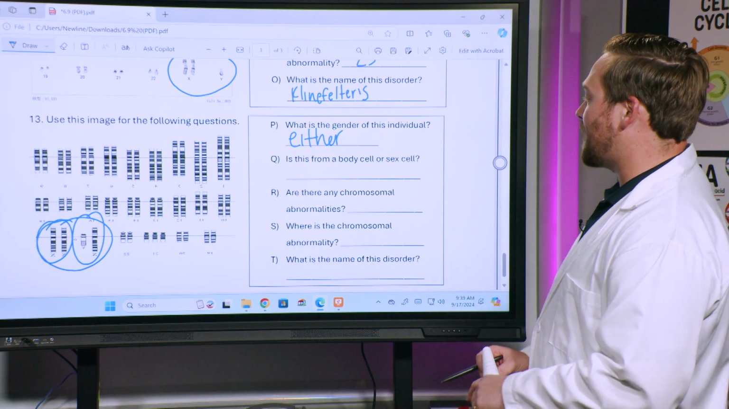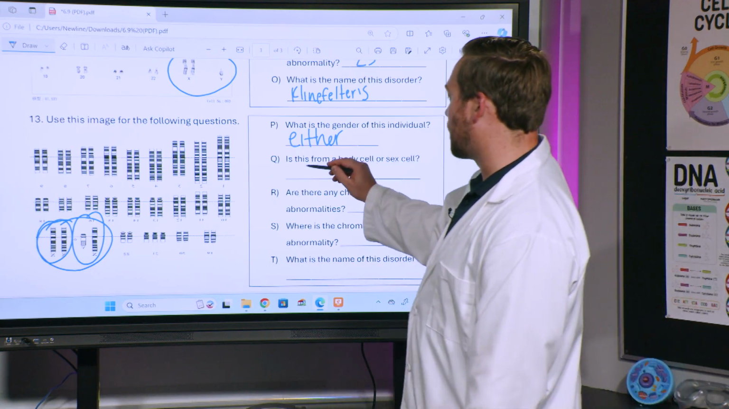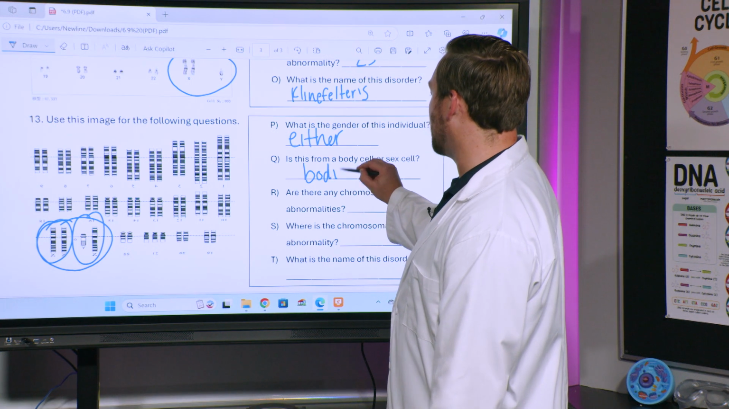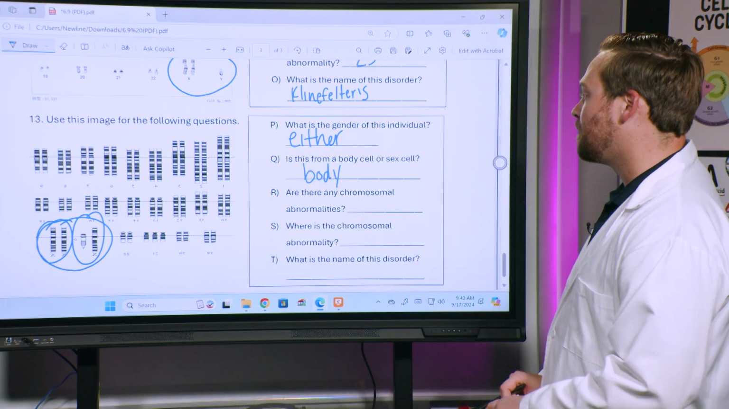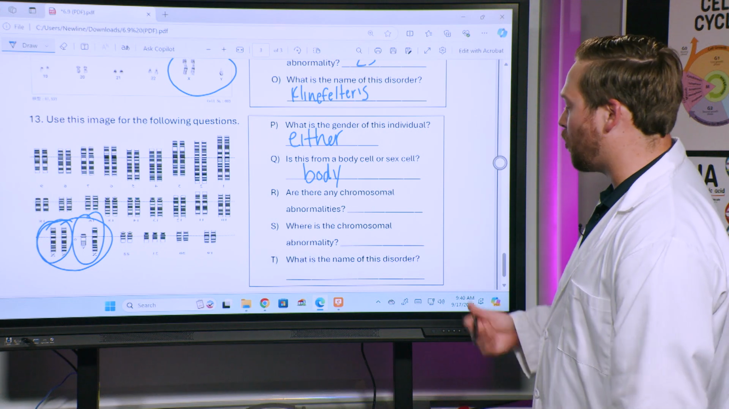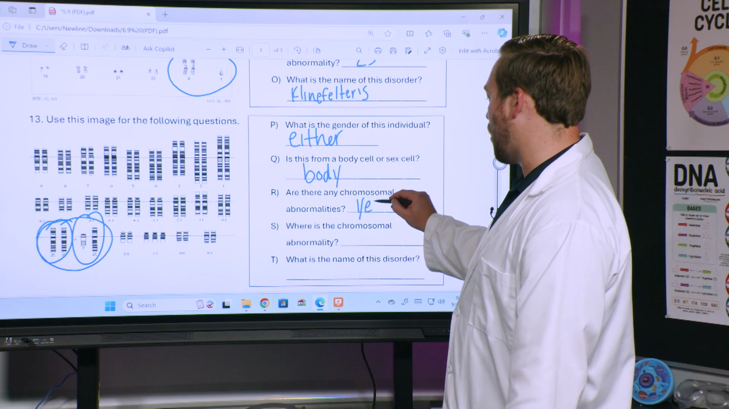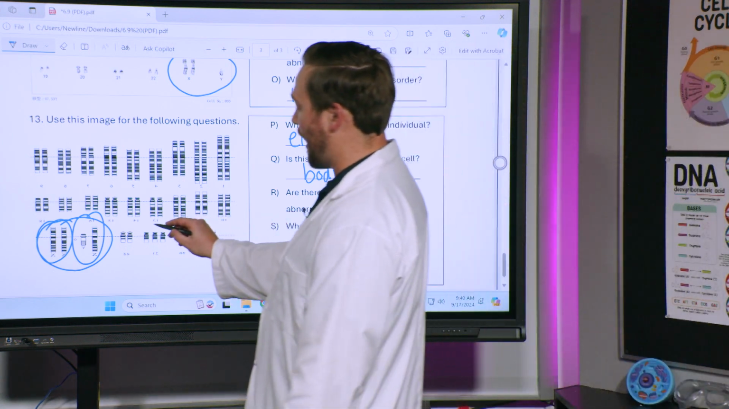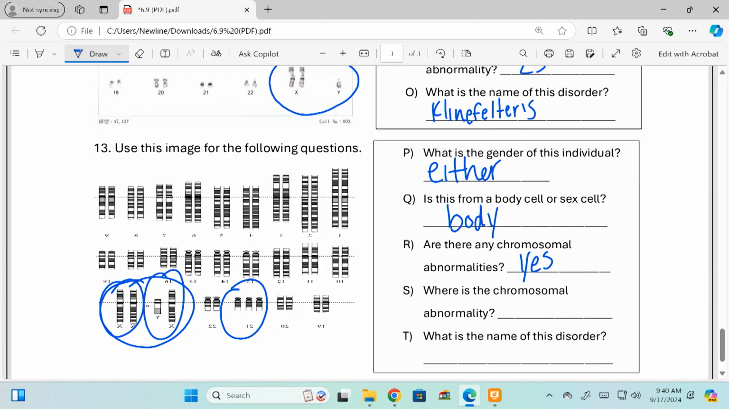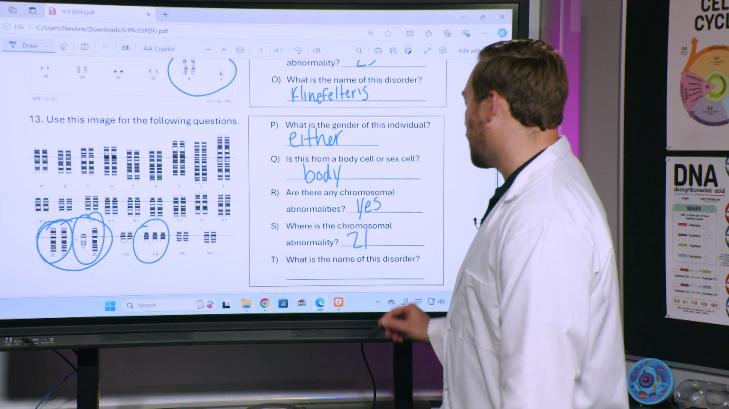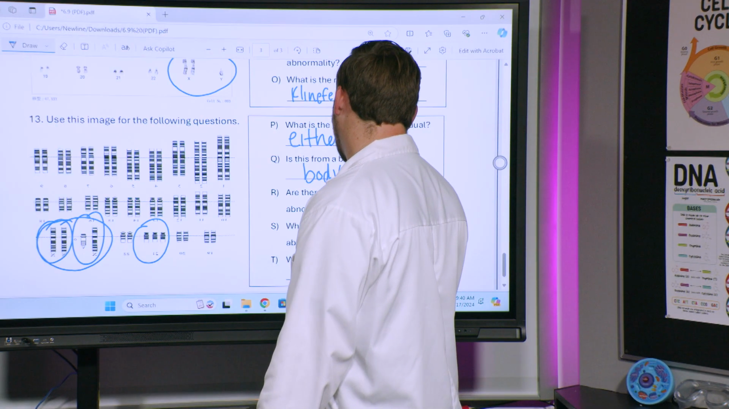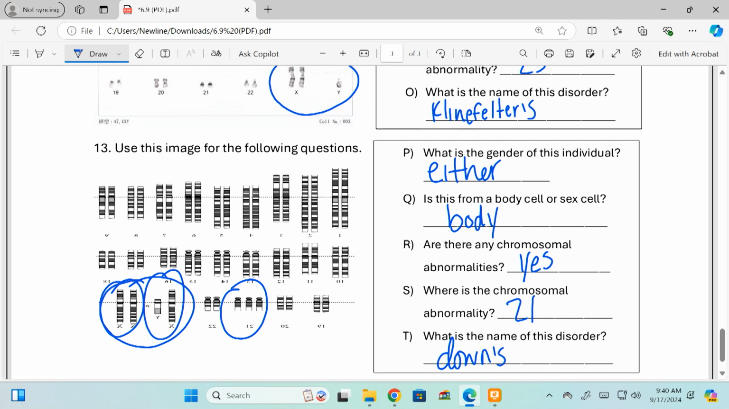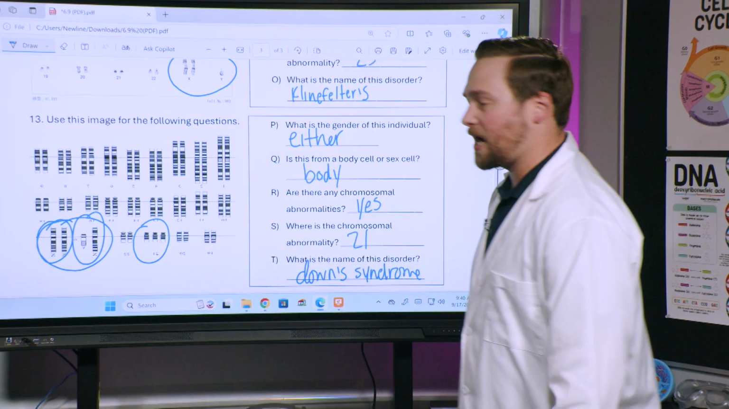Okay. Q says, is this from a body or sex cell? This is from a body cell. Again, it's diploid, so it's got the 46 chromosomes. R says, are there any chromosomal abnormalities? Yes, there are. You kind of need to look carefully for it. It says, where is the chromosomal abnormality? It's at 21, okay? And what's the name of that? Well, that's called Down syndrome, or sometimes you'll see it called trisomy 21, okay?